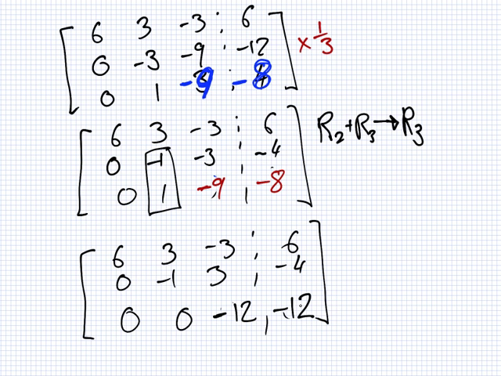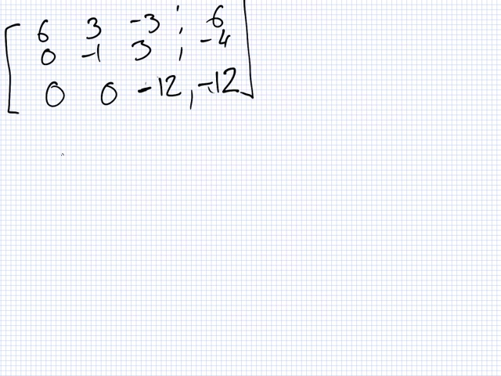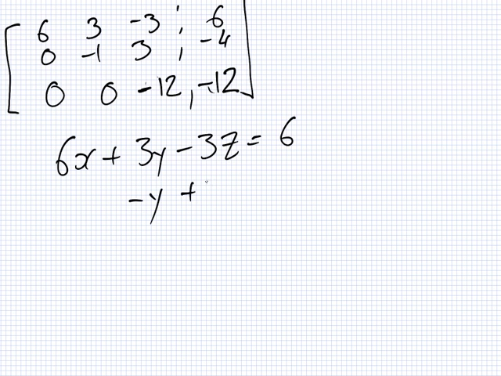But actually, if you can get it to this step, it's good enough. I'll show you why. If you can make a 0 here, here, and here, that's actually good enough, because watch what happens now. Do you have this block? If I rewrite these equations, the first one is 6x plus 3y minus 3z equals 6. Next one is minus y plus 3z equals minus 4. And the last one? Minus 12.